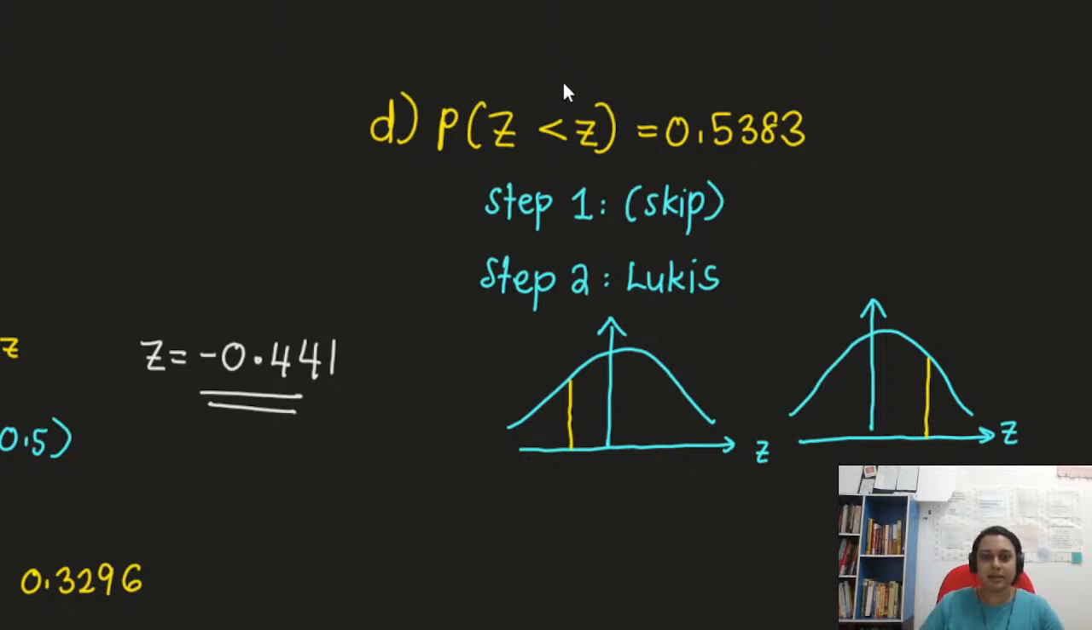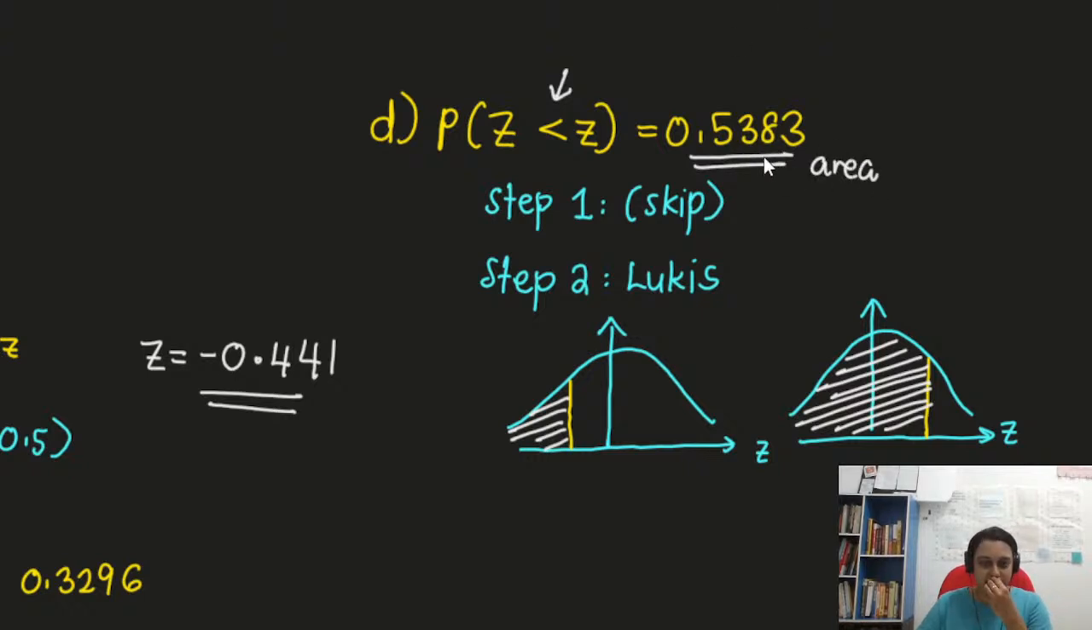Okay, then you see this is smaller than. Lebih kecil means shade to the left. Lorekkan ke sebelah kiri. Like that. Okay, then see the area here. See the luas, 0.53. Which one looks like 0.53? Okay, cannot be the first one lah, because first one is like smaller, isn't it? So this is the luas here, 0.5383. The area is there.